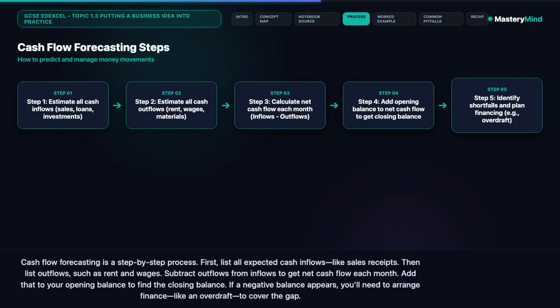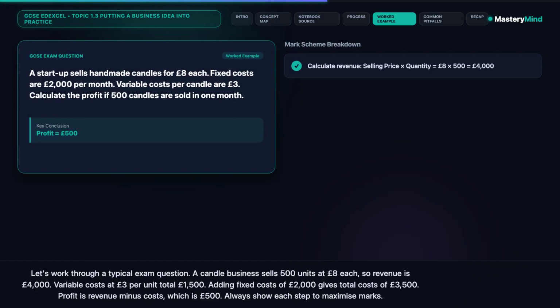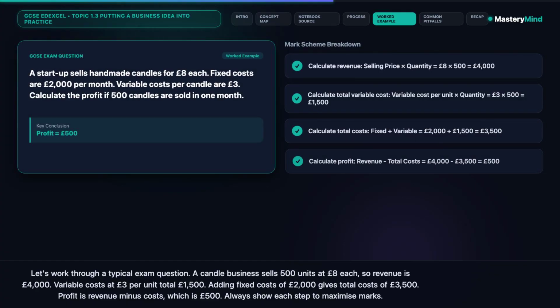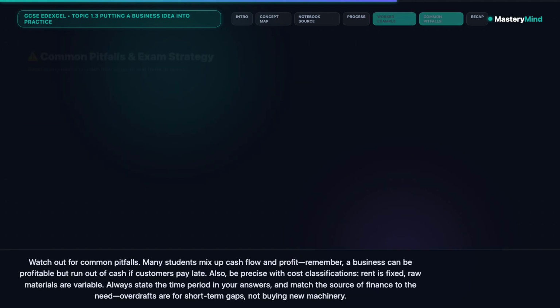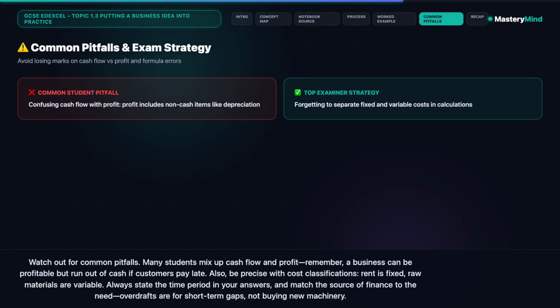Let's work through a typical exam question. A candle business sells 500 units at £8 each, so revenue is £4,000. Variable costs at £3 per unit total £1,500. Adding fixed costs of £2,000 gives total costs of £3,500. Profit is revenue minus costs, which is £500. Always show each step to maximize marks.